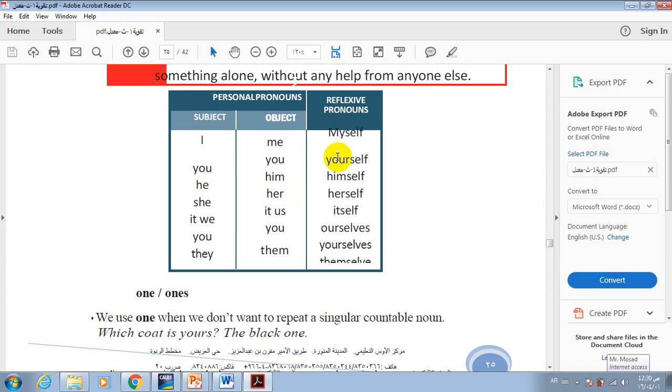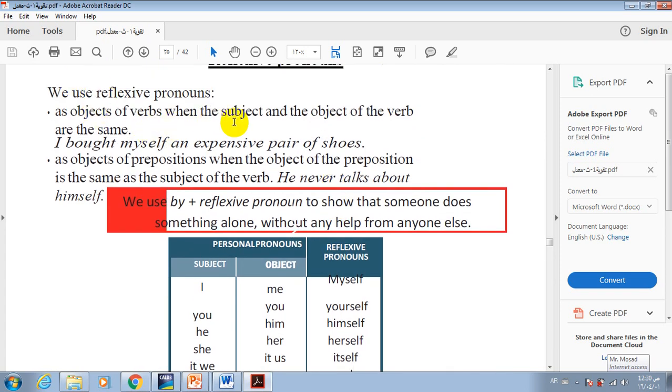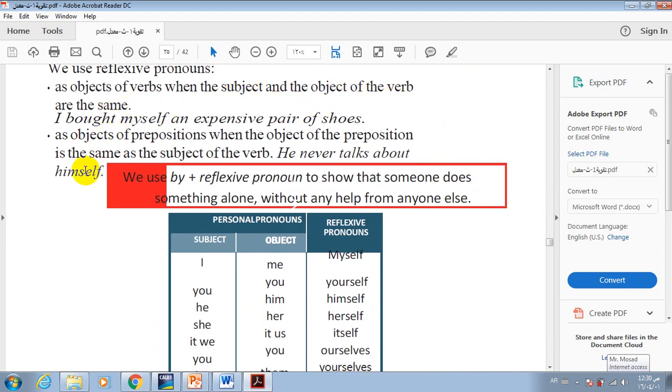And finally, like I told you, we use reflexive pronouns when the subject and the object are the same, or as objects of prepositions when the object of the preposition is the same as the subject of the verb, or after the preposition by, when I want to say that I did the thing by myself without any help.